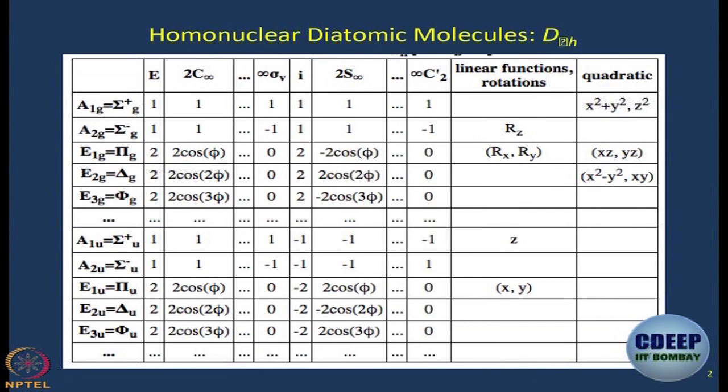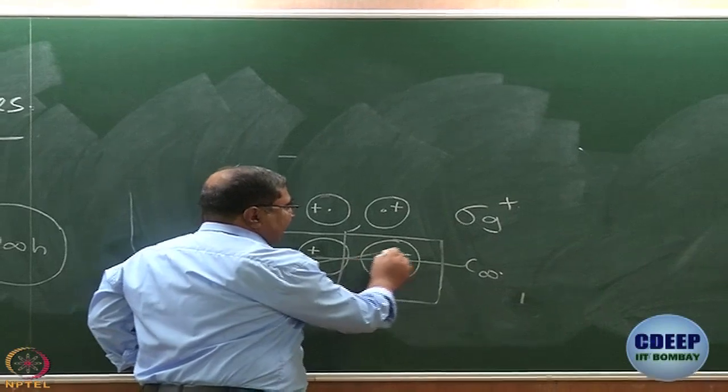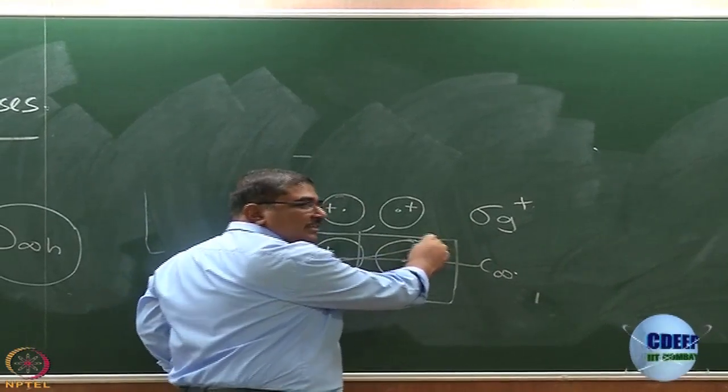1, 1, -1, what about I? Symmetric or antisymmetric with respect to inversion? We are talking about the bonding orbital, sorry, antibonding orbital. Symmetric or antisymmetric? Antisymmetric, convinced? Are we convinced? Start from any point, go to the center, extrapolate, the sign changes. So, -1.